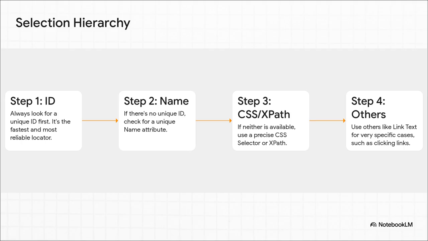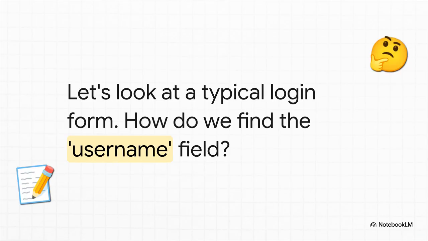And if you strike out on both, okay, then it's time to reach for those power tools, a well-written CSS selector or XPath. The other locators are great, but they're more for special cases, like using link text specifically for, well, links. Okay, enough theory.